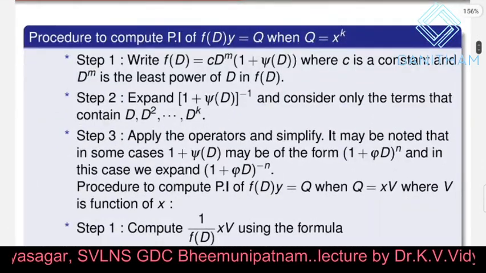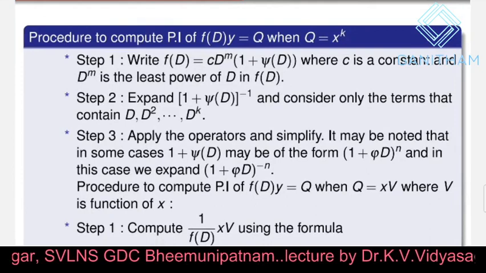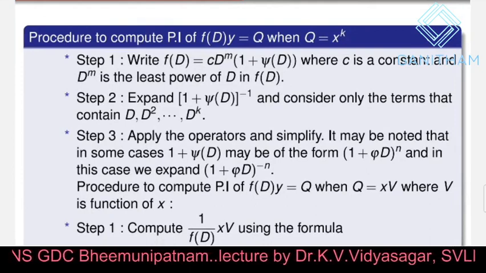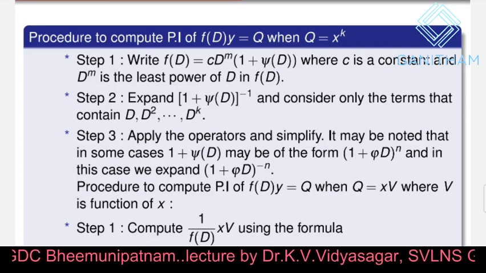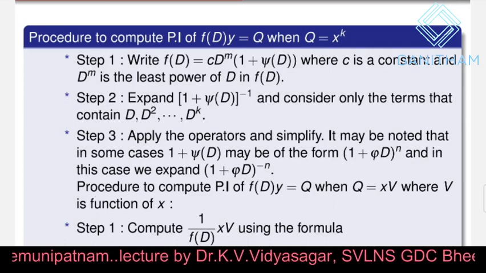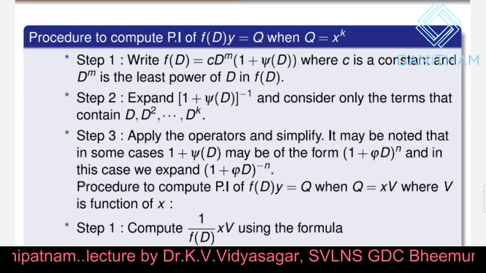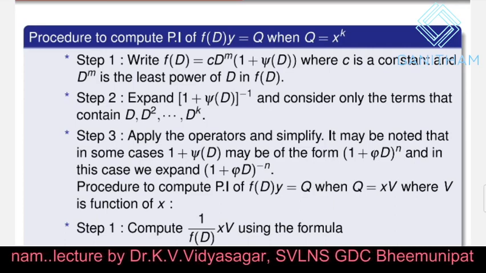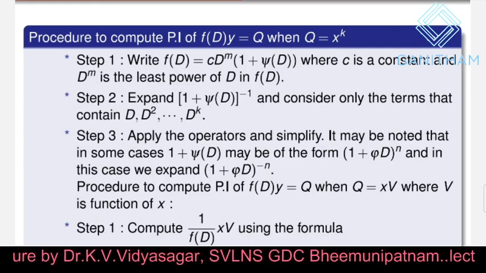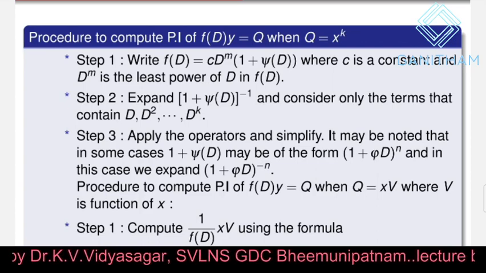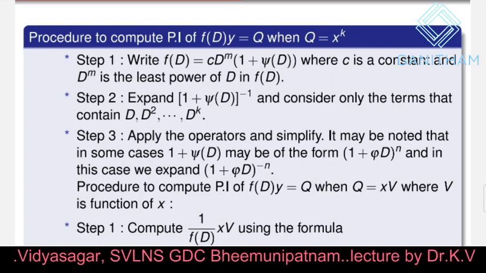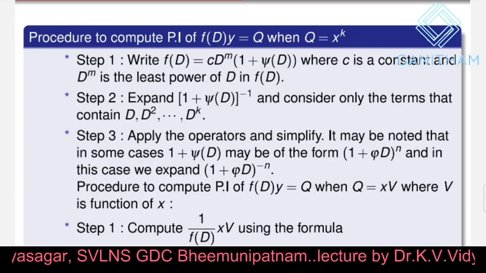First, the procedure to compute the particular integral when the given equation f of D into y is equal to Q of x, and Q is equal to x to the power of k. Step 1: write f of D in the form D to the power of m into 1 plus psi of D, where D to the power of m is the least power of D in f of D.